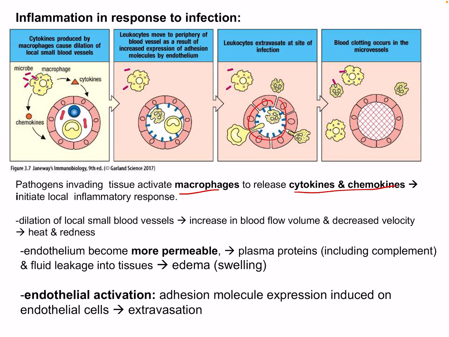The endothelium can also become more permeable, where plasma proteins, including complement, and fluid leak into tissues. This is a cause of swelling. So again, bump your knee, it starts to swell. This is kind of the process, what's going on. We can also have endothelial activation, where adhesion molecule expression is induced on endothelial cells, allowing for extravasation of the white blood cells.